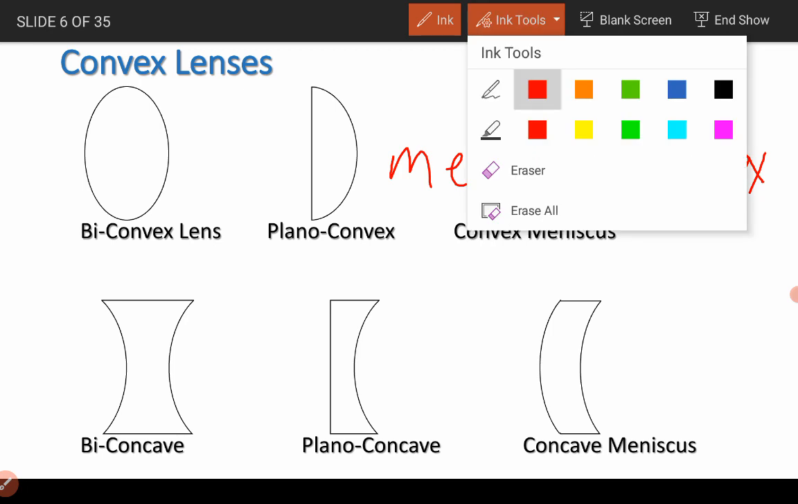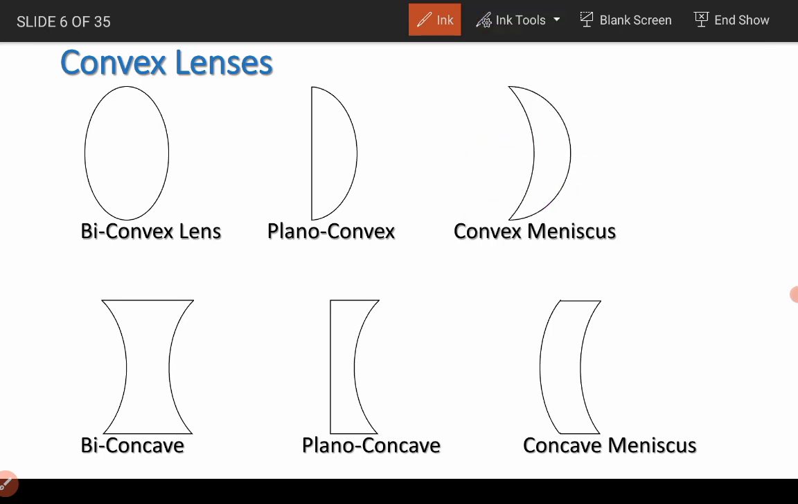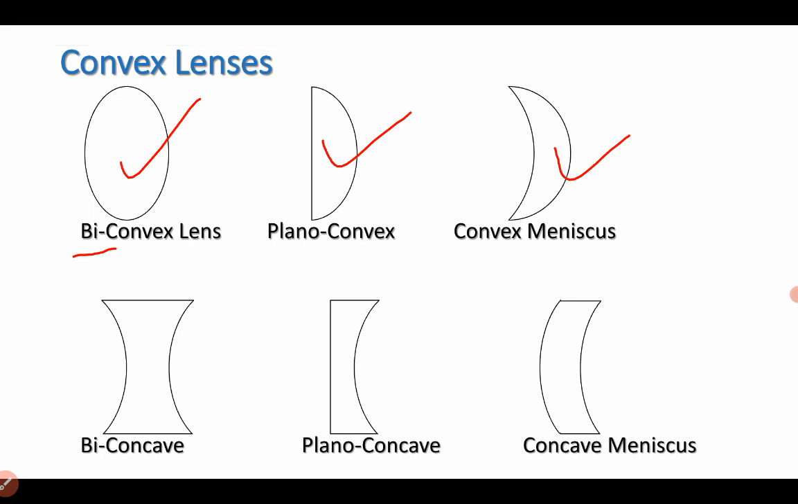Convex meniscus. So three types of convex lenses. One, biconvex lens. Bi because it has two surfaces that are curved. Plano-convex because it has a flat surface on one end and a curved surface on the other side. And then we have convex meniscus with a curved surface on one side. This side here is curved, and here it has a meniscus.